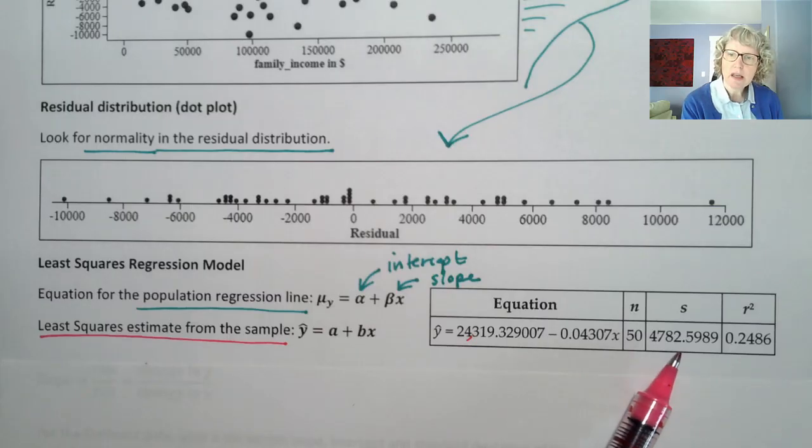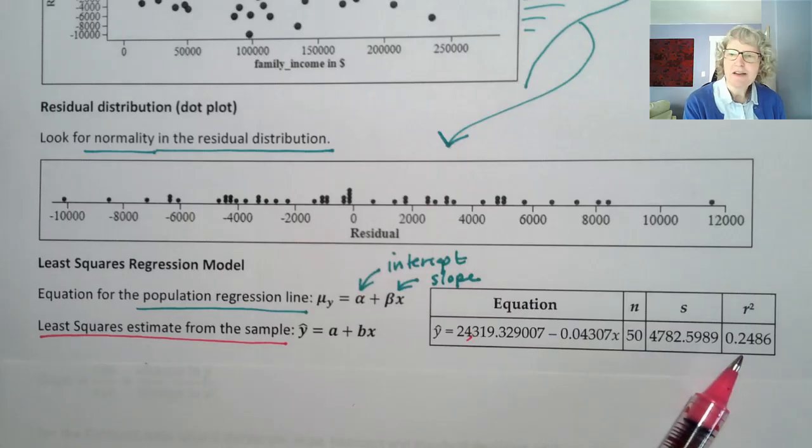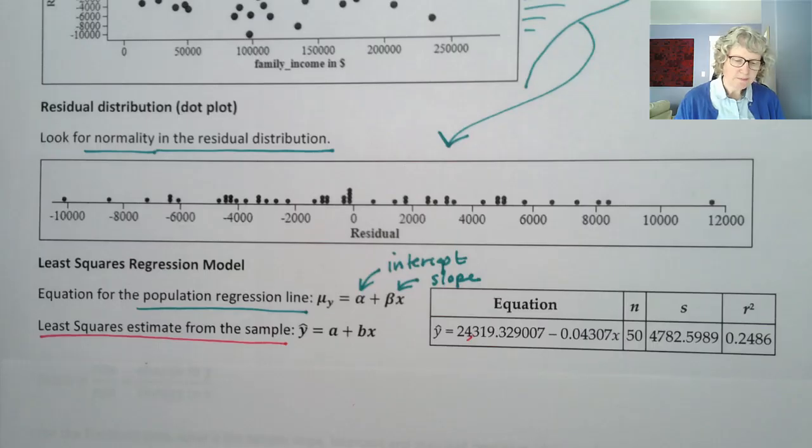You can also see that we did indeed have 50 data points, and we have an S. Okay, so we have a standard, I gotta think for a second. This is standard error or standard deviation. We have an S, and then we have R squared. Okay, so we haven't talked about R squared yet. We'll do that as well.